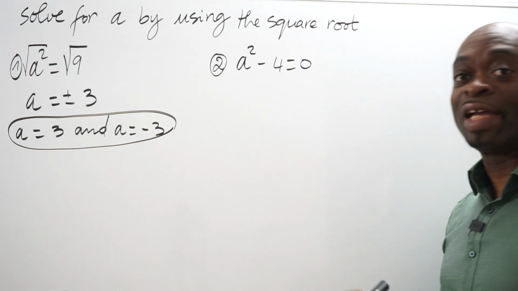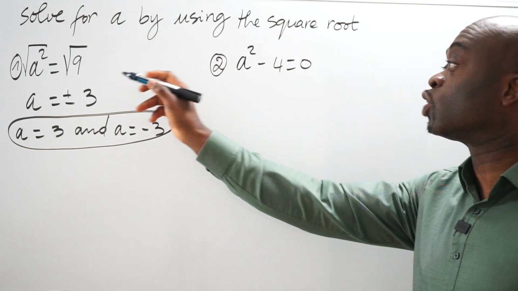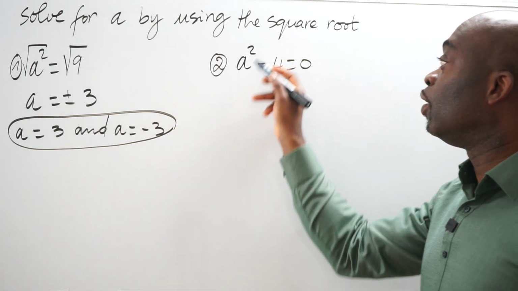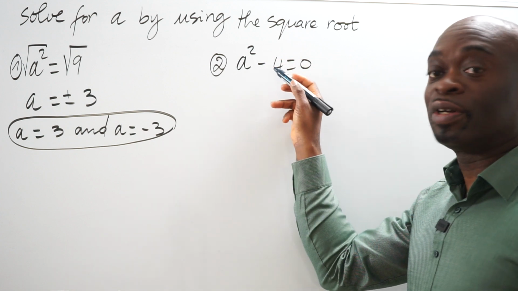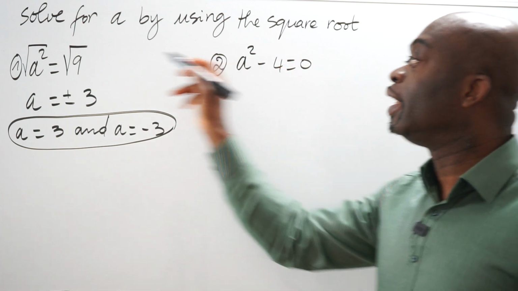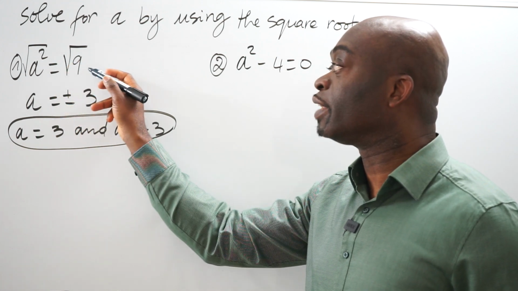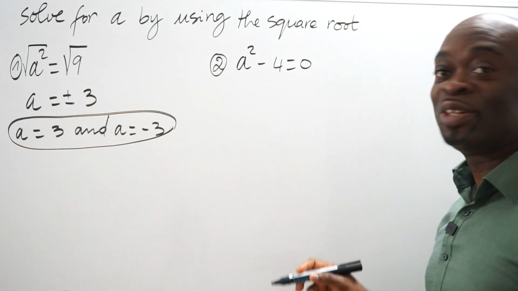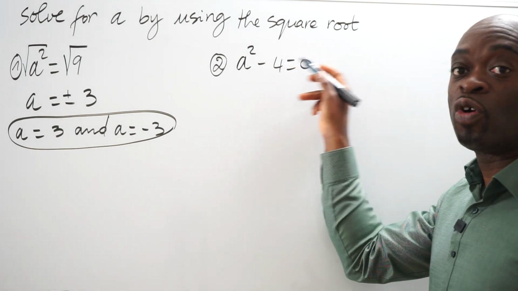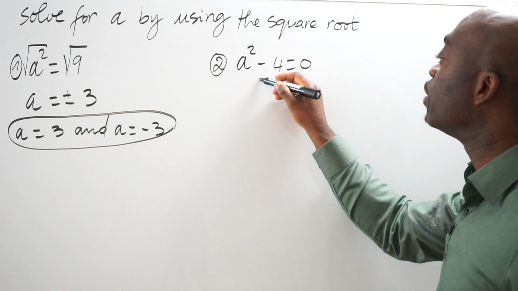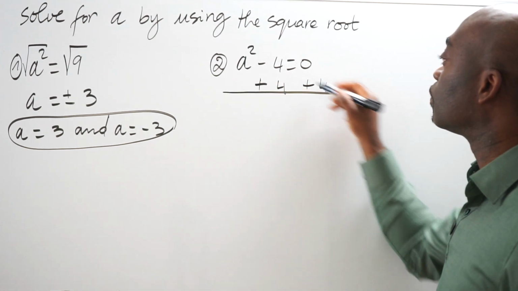So now we go to the second question here. A squared minus 4 equals 0. So the difference between the two questions is that for this one, on the left side of the equal sign, the number is with the variable. And for the first question, the variable is on the left, the number is on the right side. So what do we need to do then? That means we're going to have to transfer the negative 4 to the other side. So we can do positive 4 on both sides, okay?